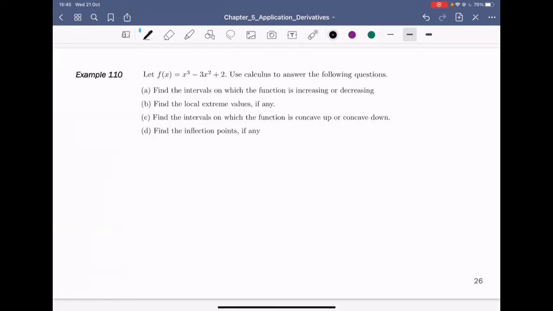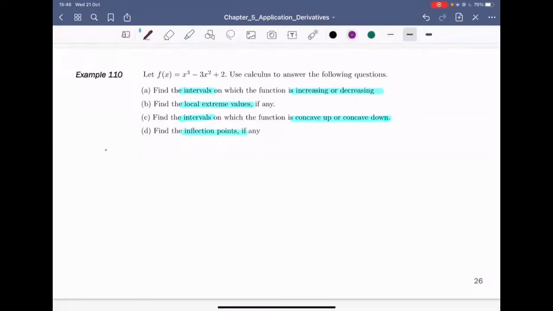So example 110. Here I have f(x) equals x cubed minus 3x squared plus 2. I want you to use calculus again to answer the following questions. Well, this could be a good candidate for the exam. This is supposed to be the easy one. I want you to find the intervals of increasing and decreasing and find the local extreme values if they exist, and also find the intervals of concave up and concave down, and the inflection point if it exists. All right, so let's do it.